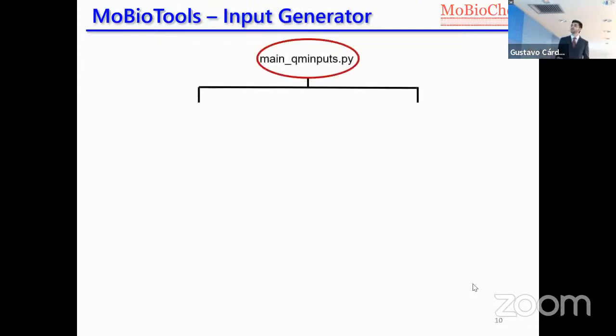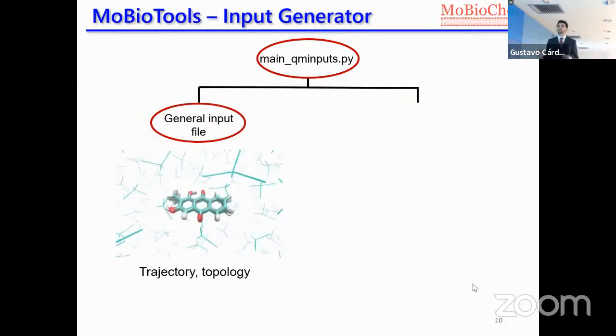OK, so let's talk a little bit about the input generator itself. This is a script, mainqm inputs.py, which works on the command line. It takes two arguments, which are two input files. The first one is a general input file. It is general in the sense that we provide it with information on the geometries or the trajectory at hand, and also the force field parameters of the system under study.